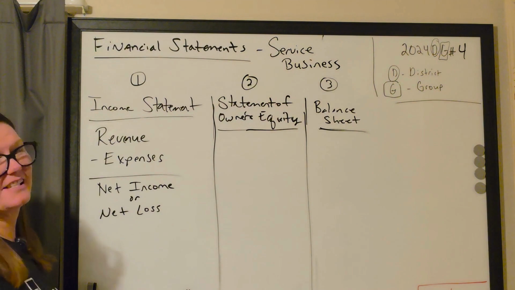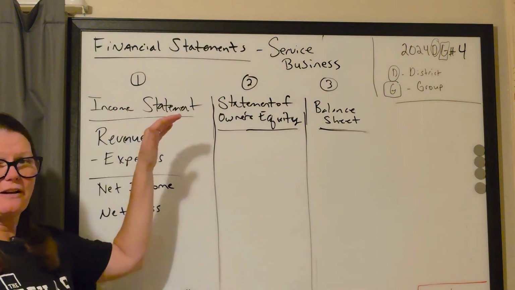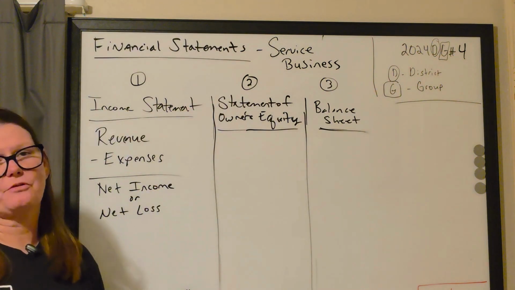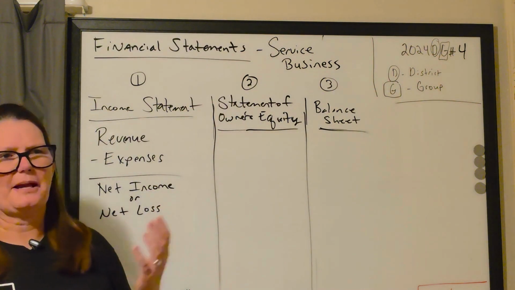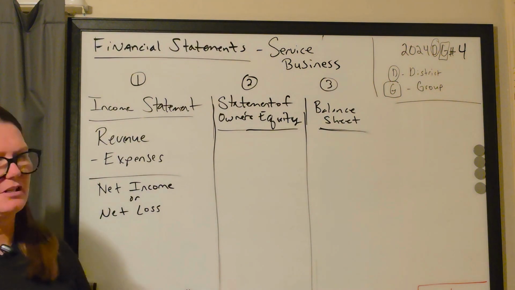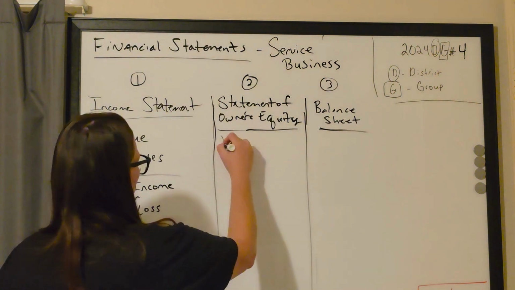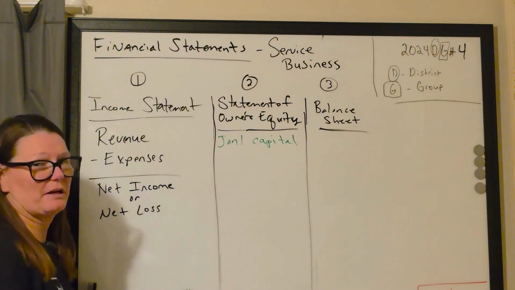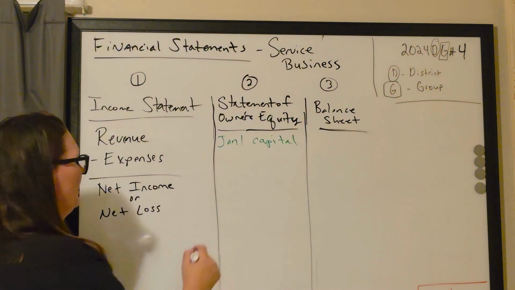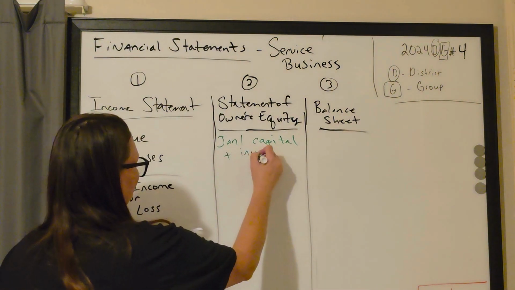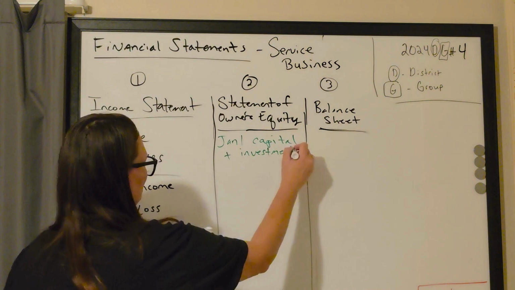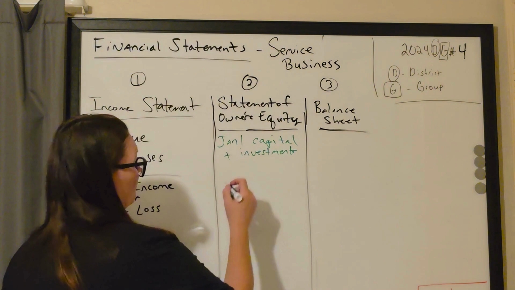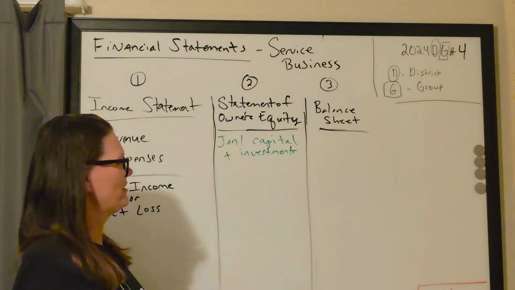Now, over here on the statement of owner's equity, and by the way, you have to do the income statement first, then you come over here and we're going to talk about the statement of owner's equity. This is basically just showing how much money is in the owner's account. So we're going to start with January 1st capital. That's how much money's in there at the beginning of the year. Add any investments. This is how much money the owner puts into the business from their personal account, usually, or investors.